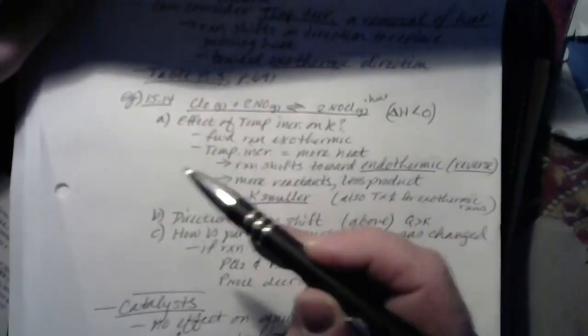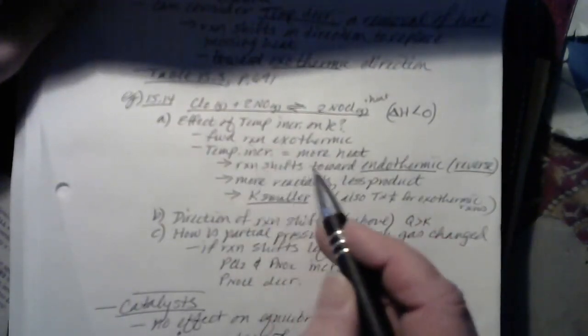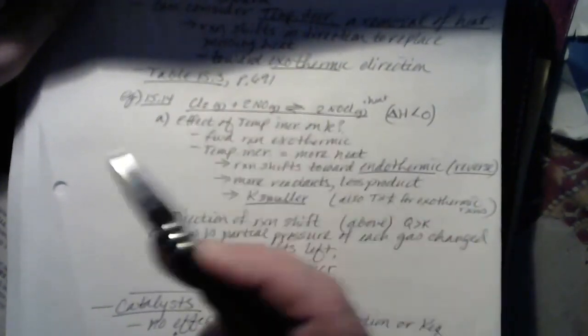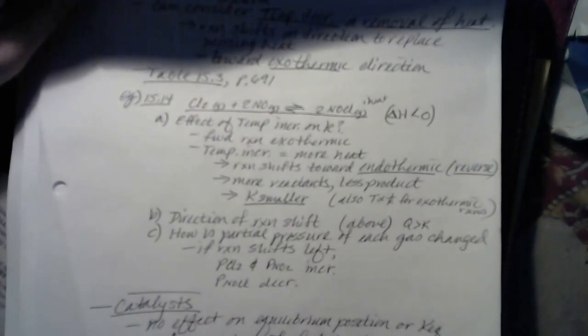So, temperature increase, and it wants to know what happens if the temperature is increased. A temperature increase means more heat. Heat is like a product in this case, so the reaction will shift away from the heat, which means backwards. It'll go to the left. And that's the endothermic direction, because if the forward reaction is exothermic, then the backward reaction is endothermic. And you'll end up with more reactants and less of the product.